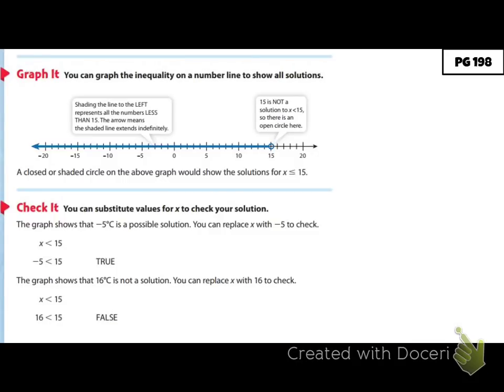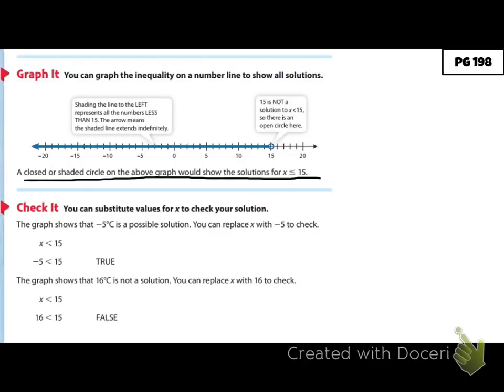Okay, the next one, we can graph it. We can graph the inequality on a number line to show all the solutions. So here you can see that you have a number line. It says a closed or shaded circle on the above graph would show the solution for x is less than or equal to 15. So if you can see, it says shading to the left represents that the number is less than, because as you go to the left, the numbers go down. It says 15 is not a solution because x is less than 15.